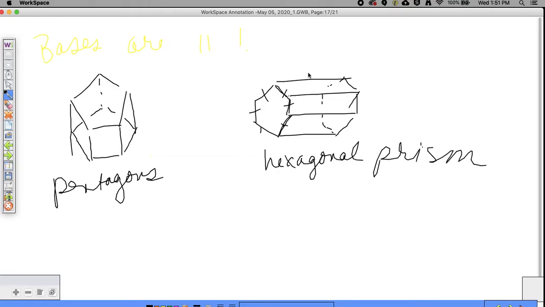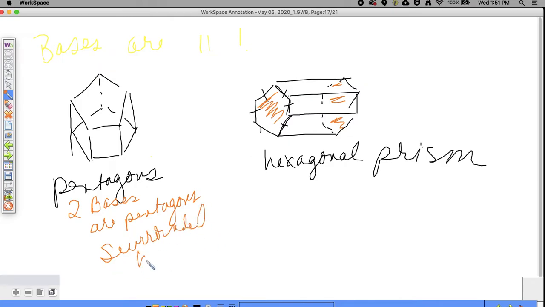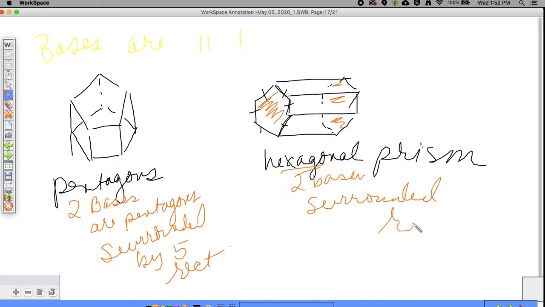Because again, the two bases, if I were to highlight the two bases, we have a hexagon here and a hexagon over here. And then if you look around it, it is literally surrounded by 6 rectangles. So this is a pentagon. So your two bases are pentagons, and they are surrounded by 5 rectangles. This one over here, the two bases are hexagons, right? Those are my two bases, but it's surrounded by 6 rectangles.